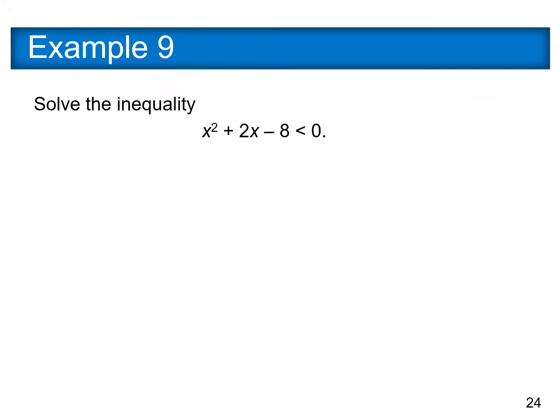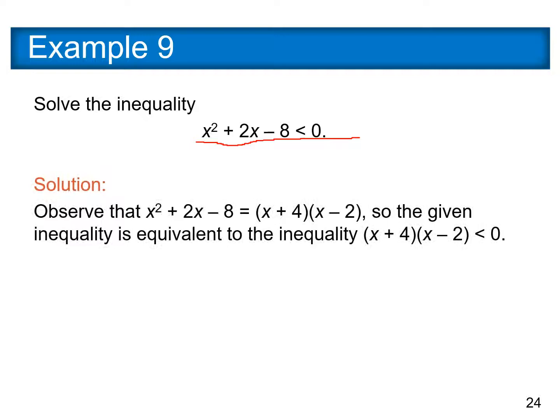So for example, if I want to solve x squared plus 2x minus 8 is smaller than 0, then observe that I can rewrite x squared plus 2x minus 8 as x plus 4 times x minus 2. How? By using the quadratic formula from our previous chapter. I kid you not, it's probably the formula we use the most in the upcoming chapter, so you really have to practice there. So the given inequality is equivalent to the inequality over here, because I just rewrote it.